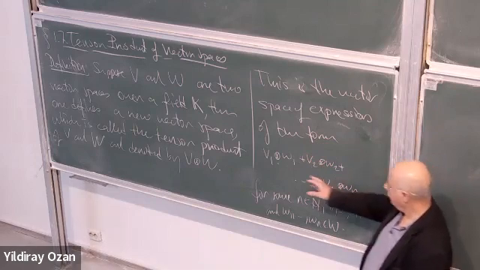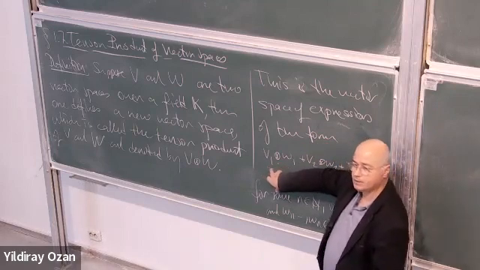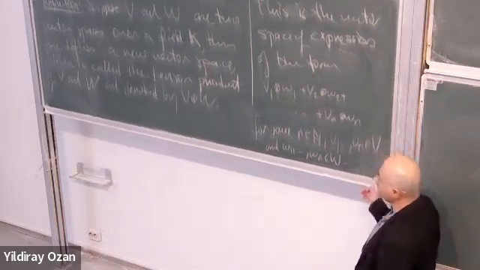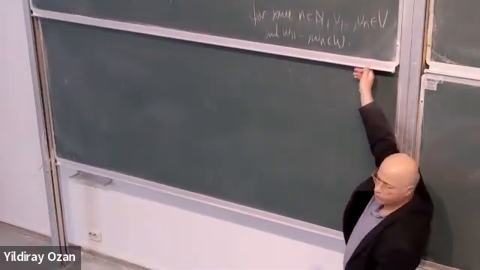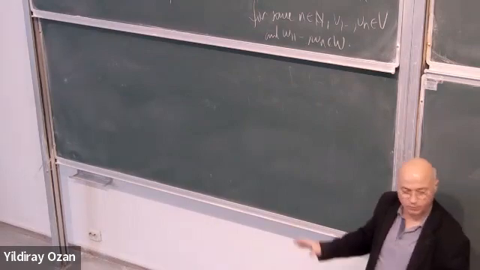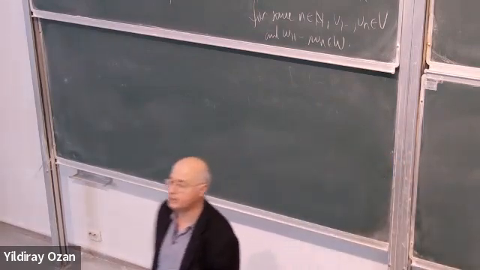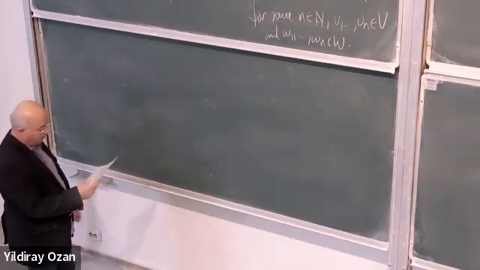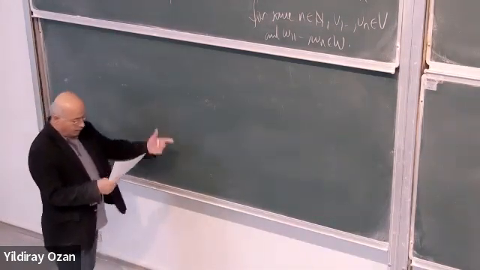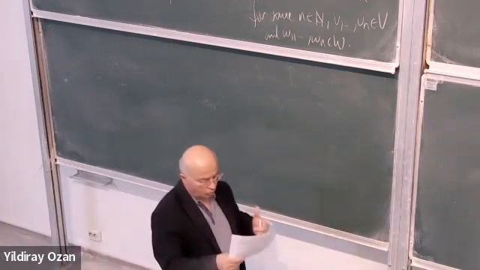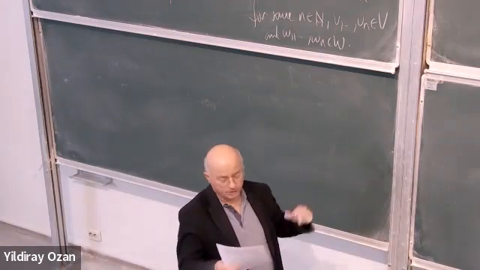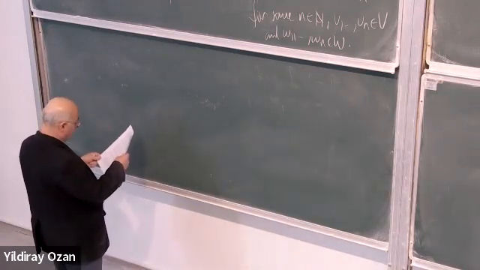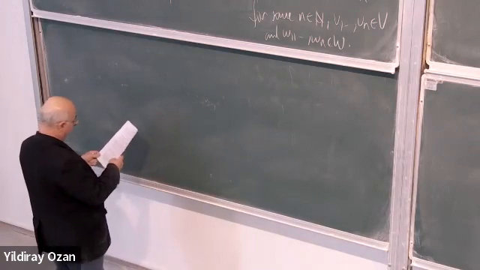Okay, and we write this as V1 tensor W1, V2 tensor W2, and so on. It looks like something weird, but we will see that actually it is something you are already familiar with. Well, I have to tell you how we make operations with this, right?